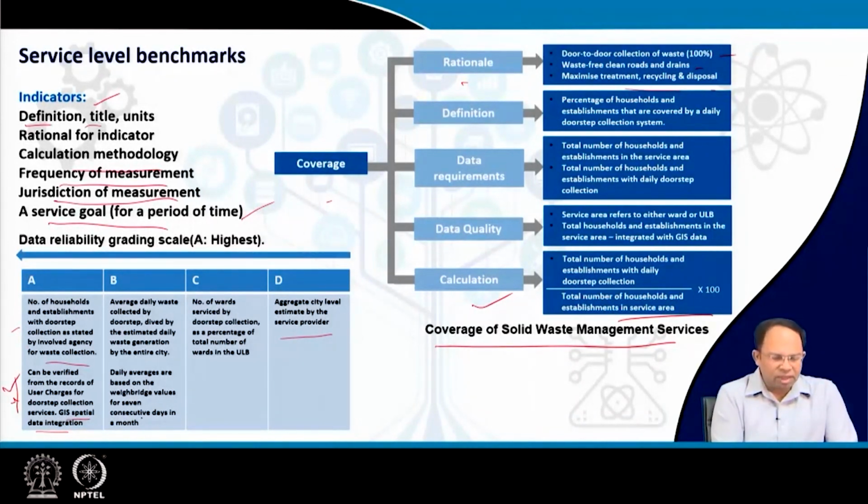But for the other levels, for example, instead of this, if I use the data from weigh bridges, that is, every day the lorries come with the waste to the solid waste landfill or the incineration plant, wherever it is, and the daily averages of how much waste is collected is based on the weigh bridge values, that is the load of those lorries, for 7 consecutive days in a month. So I take that overall weight and I know how much waste is generated per capita. Based on that I can derive how many people are actually being reached by door-to-door collection.